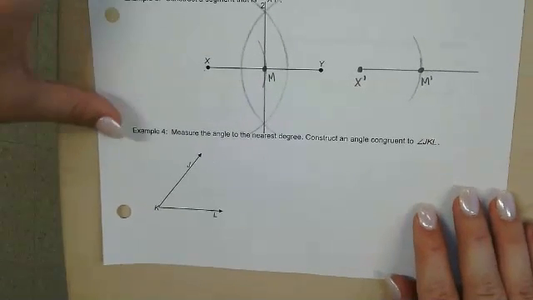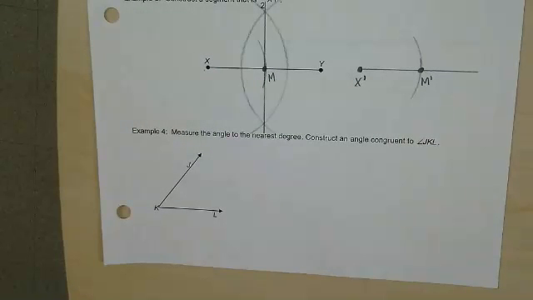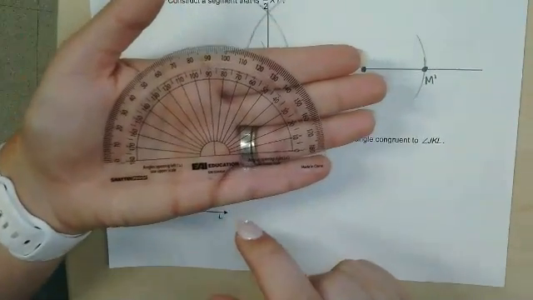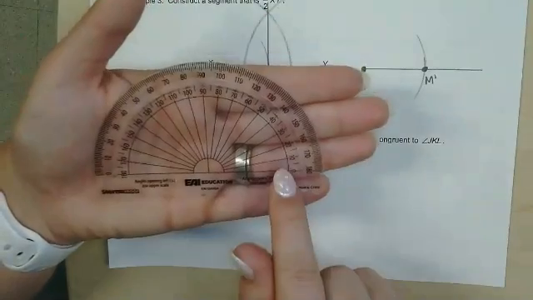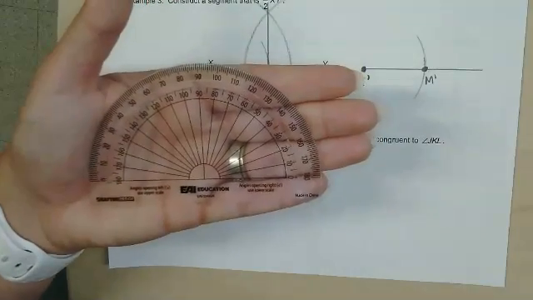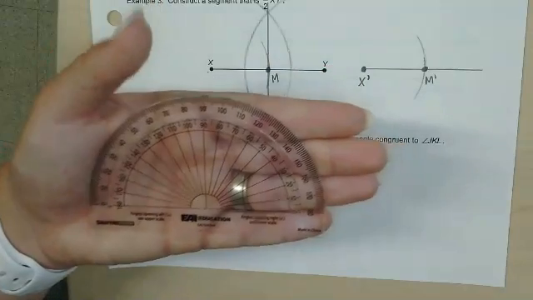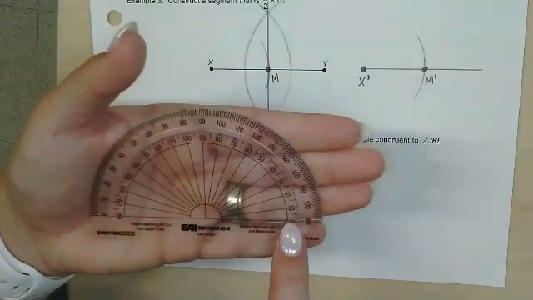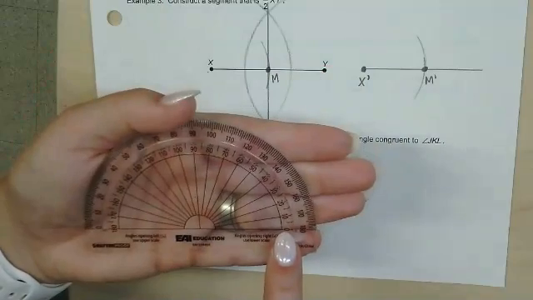So example 4 says to measure the angle to the nearest degree. Okay, so this is what you need your protractor for. So everybody grab your protractor. If you notice on your protractor, it goes from 0 to 180 degrees one direction and the other direction. You see that? Okay, you're going to want to look at the inside numbers. So the one where it starts with 0 over here.